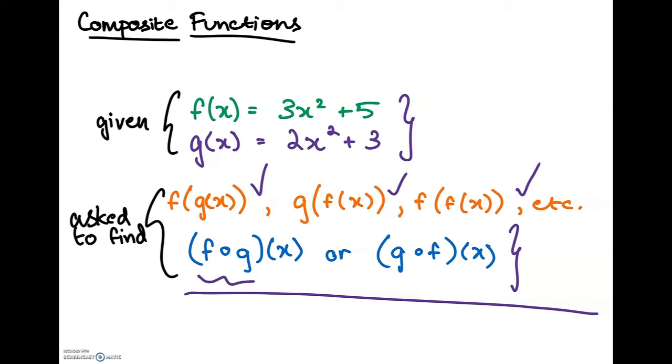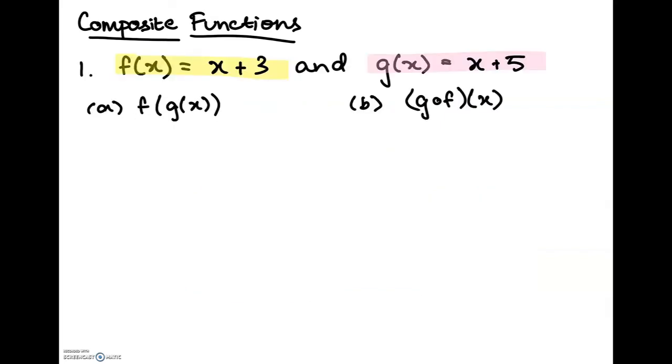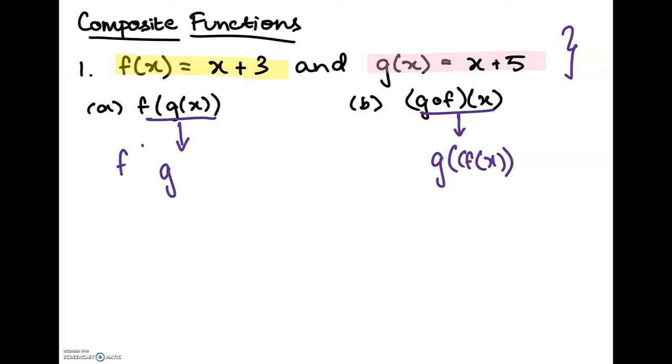So we're going to be doing some examples and I'm going to be showing you how to actually solve these composite functions. Okay, so here we have our first example. We have f of x equals x plus 3 and g of x equals x plus 5. And now we have two different questions. So one of them is f of g of x and one of them is g of f of x. As I said before, this would be the same notation as g of f of x. And this would be the same notation as f of g of x. So if you're seeing these two different notations, don't worry, they all mean the same thing, just composite functions.